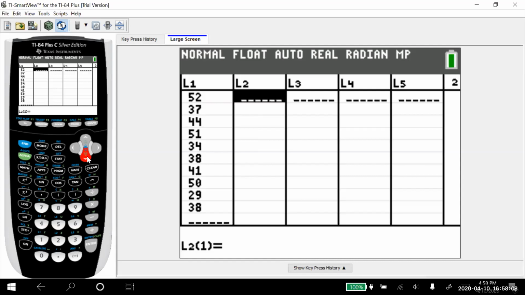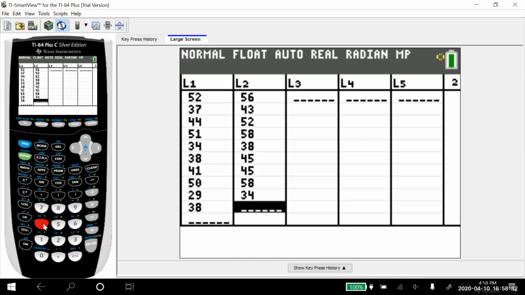Okay, anyway, we've got 56, 43, 52, 58, 38, 45, another 45, 58, 4, and lastly 44. All right, so everything looks good.